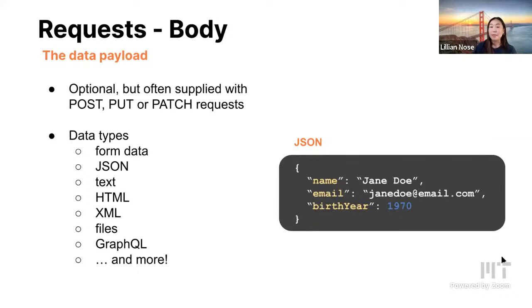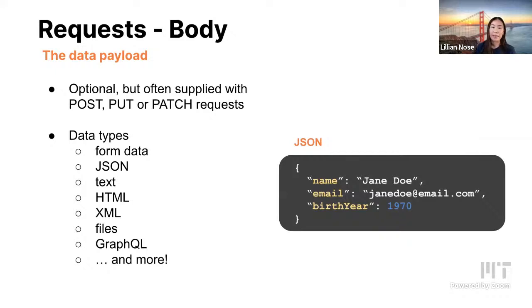And the meat of the request, this is the request body. It's also known as the data payload. This is optional, but it's always used, or almost always used, with POST, PUT, and PATCH requests. You'll see an example of a JSON body, which is what we're going to be using in this example, a lot of the time on the right-hand side.